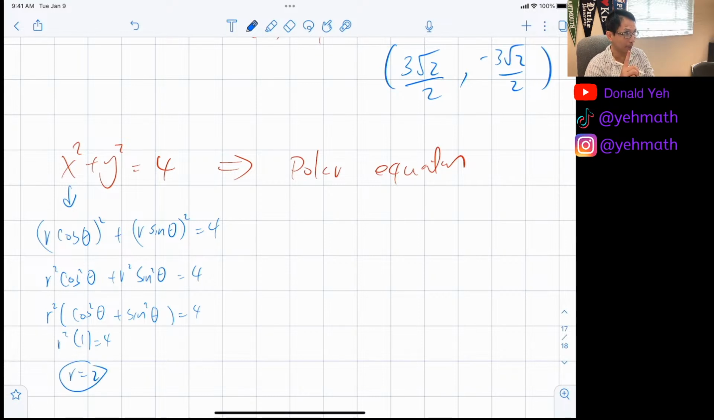Because later on you need it. I'm not saying right now you don't need it. I'm not saying it's wrong. I'm just saying later on you need it. The idea of being able to convert from one type of equation to the other type of equation. Okay, now for the angle, right? How do we do that?